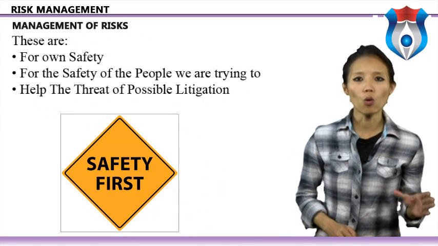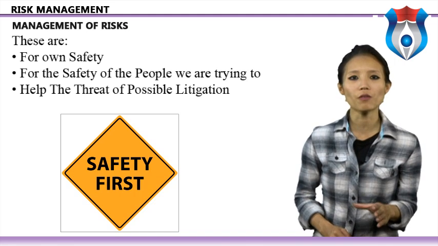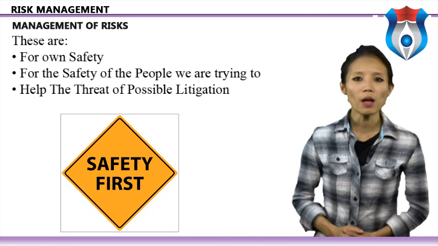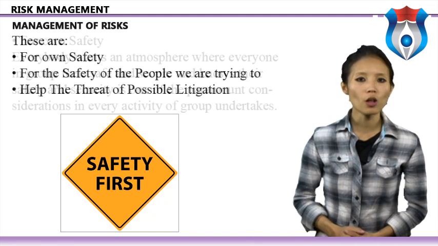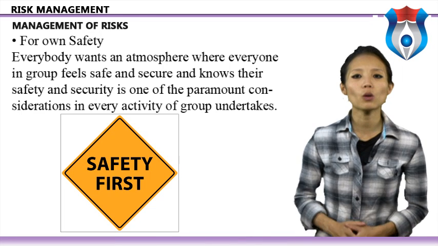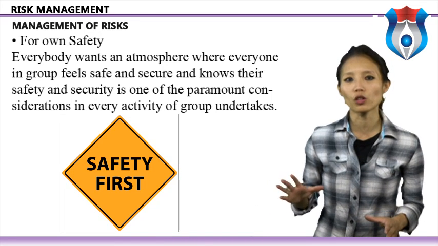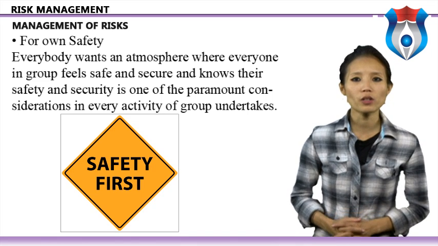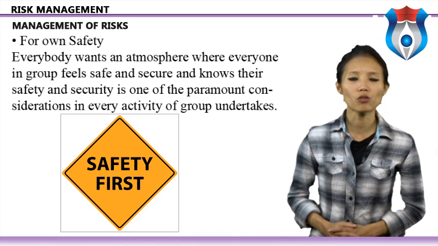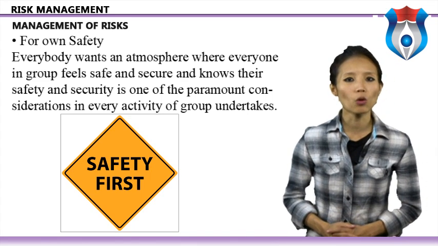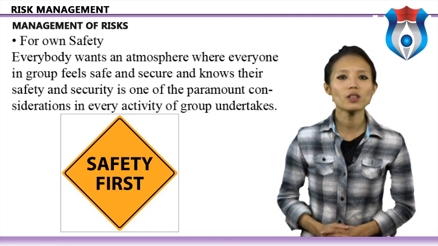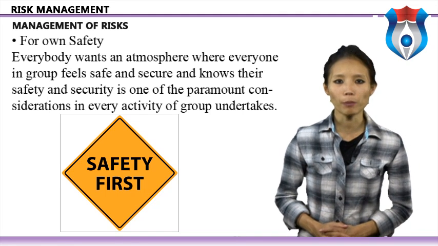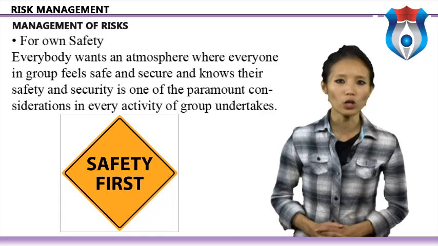These are our own safety, the safety of the people we are trying to help, and the threat of possible litigation. For our own safety: everybody wants an atmosphere where everyone in the group feels safe and secure, and knows their safety and security is one of the paramount considerations in every activity the group undertakes. A group that does this is normally a group that boasts a happy, loyal and effective membership or volunteer force.